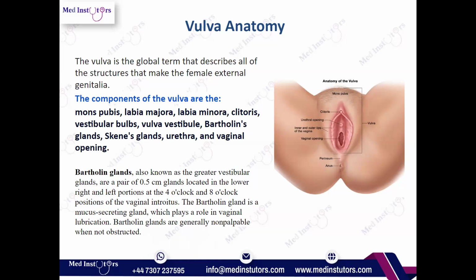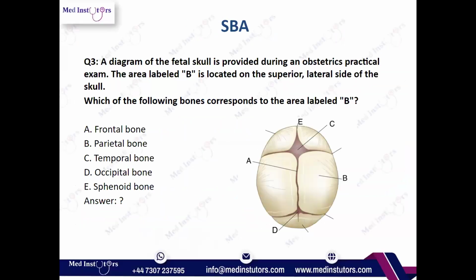So, moving onwards to our next question. A diagram of the fetal skull is provided during an OBS practical exam. The area labeled B is located on the superior lateral side of the skull. Which of the following bones corresponds to the area labeled as B? Your time starts now.